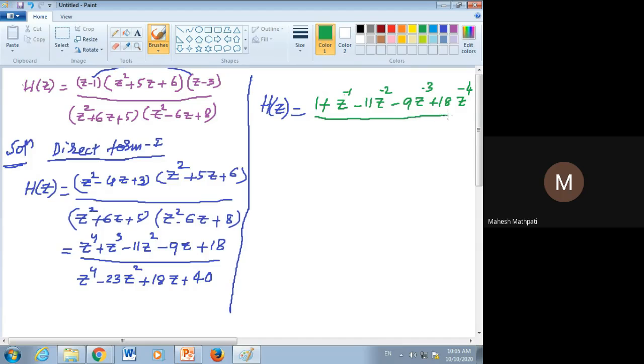What about the denominator term? Again it is 1 plus, or minus? It is minus. Minus 23 z to the power -2 we will get, then plus 18 z raised to -3, plus 40 z to the power -4, equals.